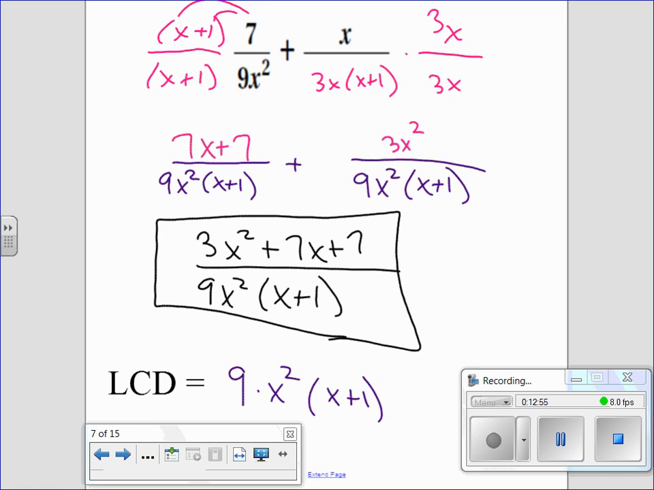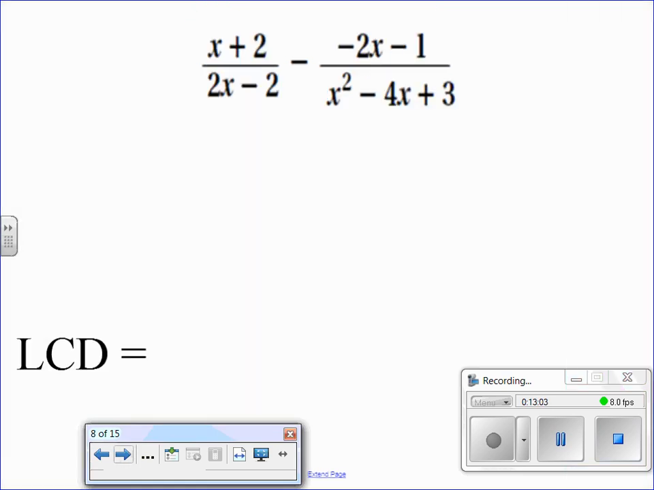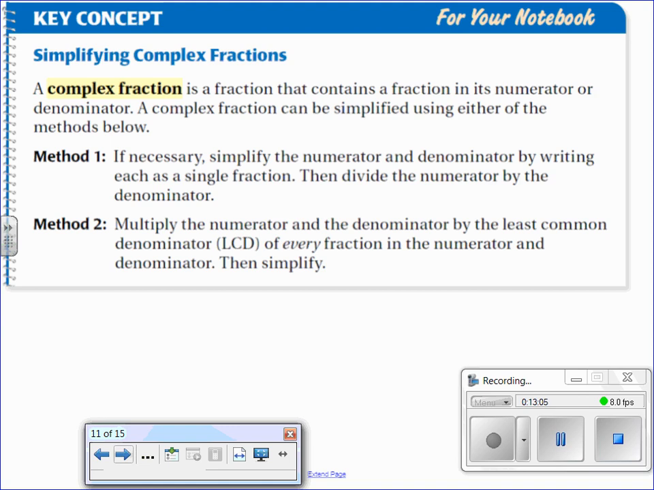Okay. We have one last topic to touch on, and that's the topic of complex fractions. How are we on notes? We good? You don't need to pause it? Okay. So the last topic, you don't need to write this part of it down, is complex fractions.